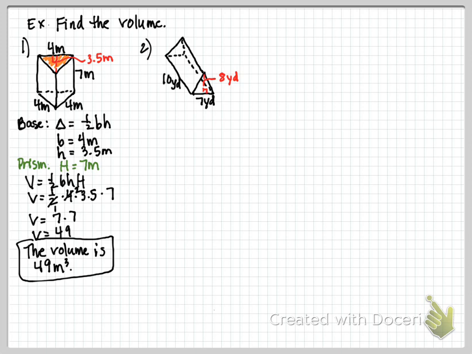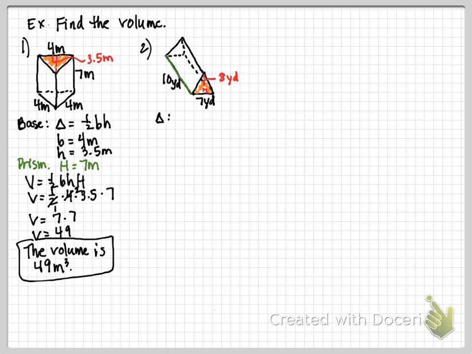Okay. And so let's go ahead and color in the base. There's our base. And again, let's talk about that height. I'm going to color him in this time. He's the one separating the triangle from the triangle, the base from the base. So let's focus in on that triangle.